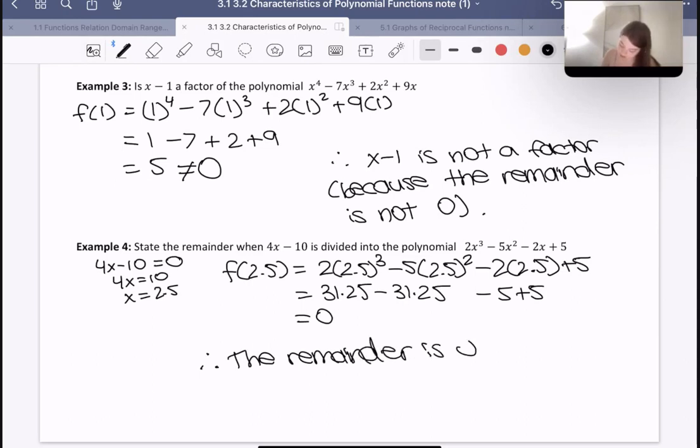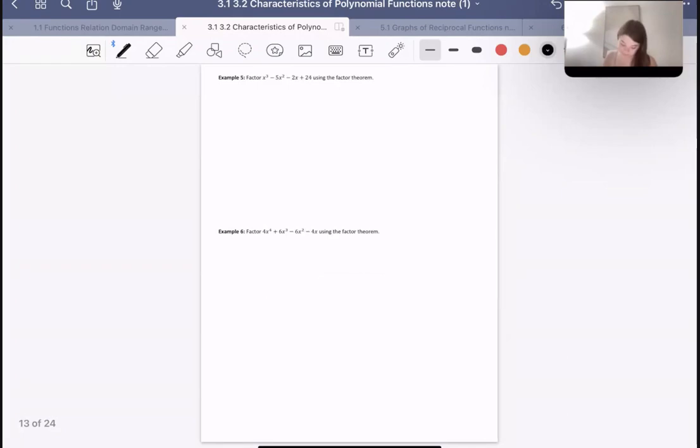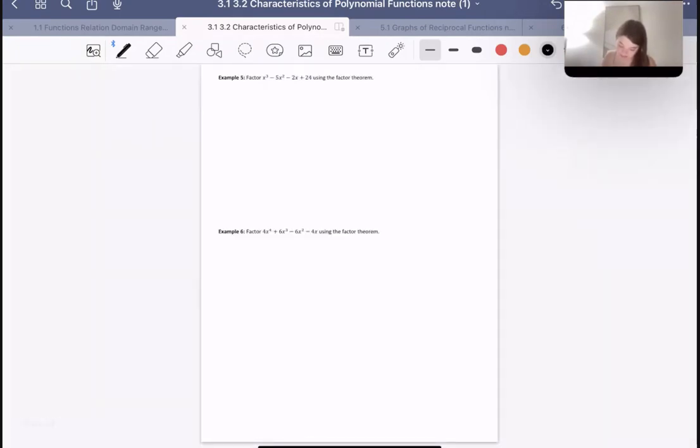And if they had asked us, is this a factor or not a factor, we would say that yes, it is a factor, right? Because the remainder was 0. Good. Okay, let's move on to example 5 and 6.